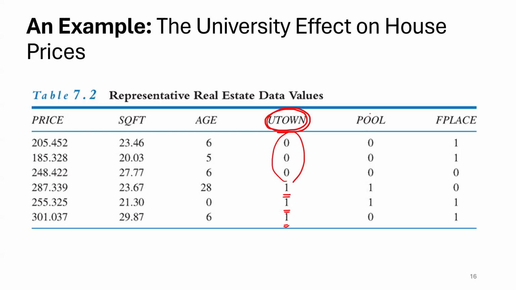They have other variables as well: square feet, the size, the age, the pool, which means whether they have a pool or not, and Fplace, which is fireplace. Imagine this in the USA, very cold. If the house has a fireplace, the price will become higher.